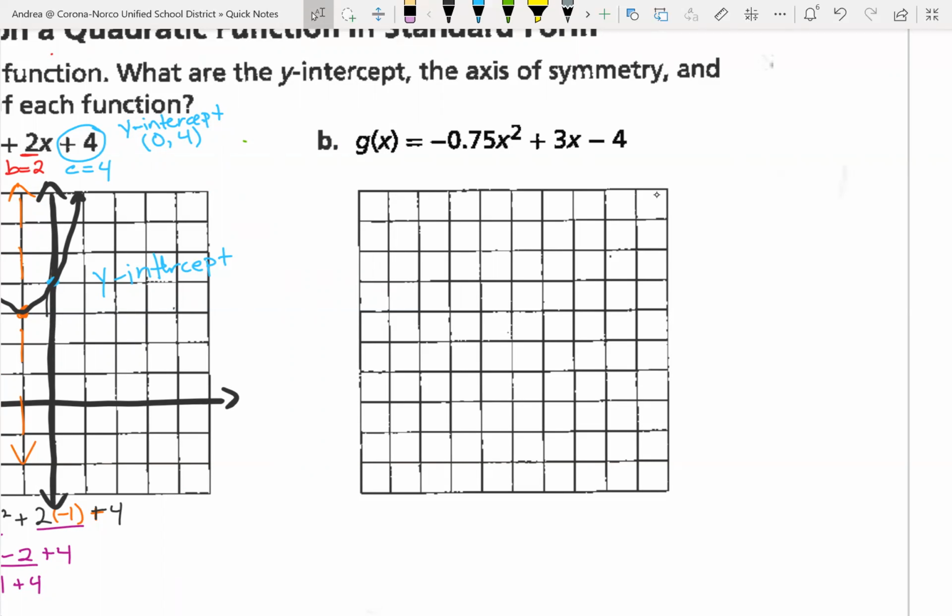Okay, Brandon, what is the y-intercept here? Very good. So my y-intercept in this one is 0 for x and negative 4, because that is negative 4. Okay, the next thing we need to find is the axis of symmetry. X equals negative b over 2a. Okay.